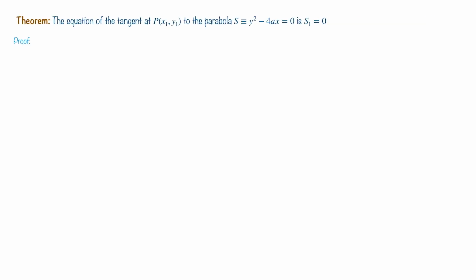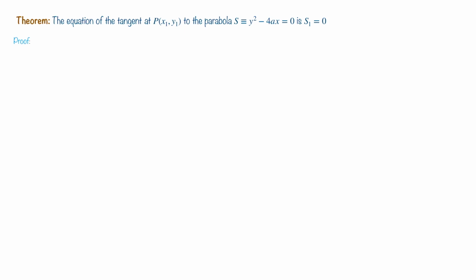Next theorem: the equation of the tangent at P(x1, y1) to the parabola S = 0 is S1 = 0. We are going to prove this theorem for the standard equation of the parabola, which is y² − 4ax = 0. But the theorem is true for the general equation of the parabola. Here S = 0 could be representing any general equation of the parabola.